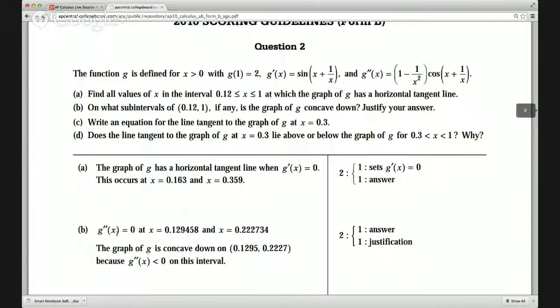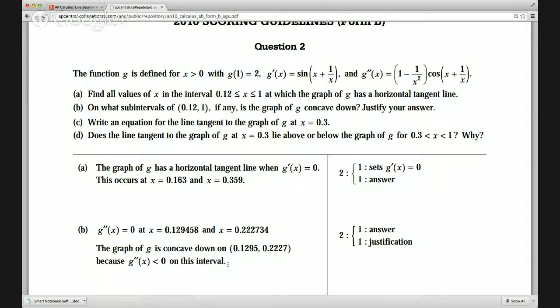So they graphed the second derivative and said where it equaled 0, and then they said that it was concave down on this interval between those two because that's where it's less than 0. Now, look at the point values. The point values are answer and justification. This is both of those. This part is not necessary according to how it's divided. So you can look at the first derivative where it is decreasing, or you can look at the second derivative where it's negative.